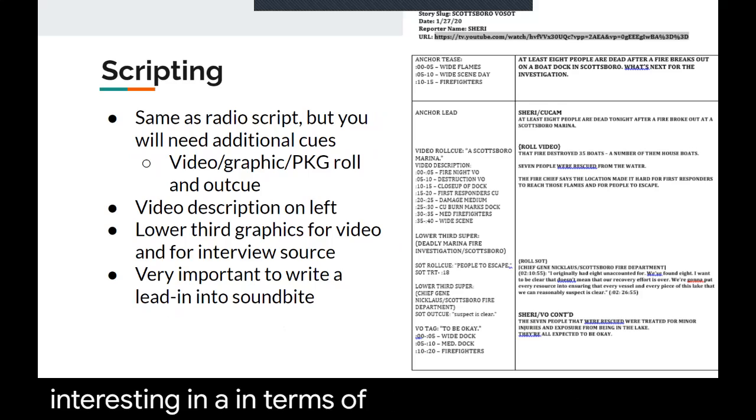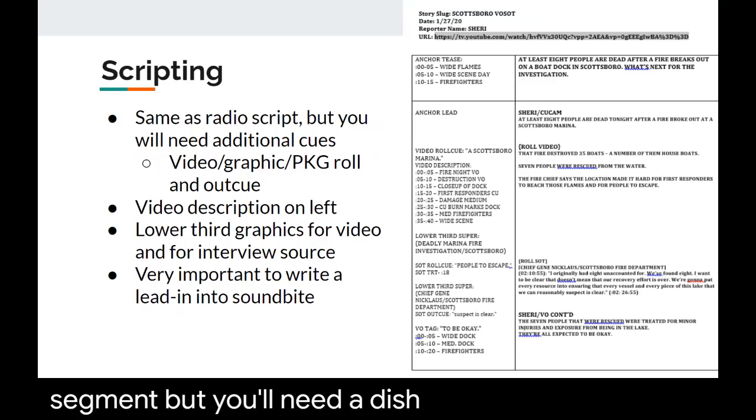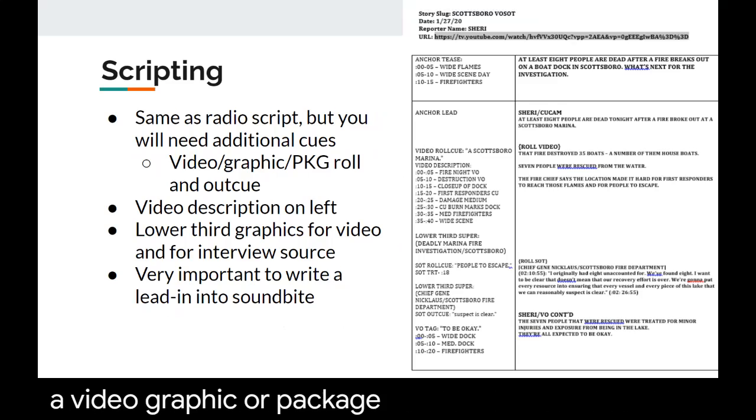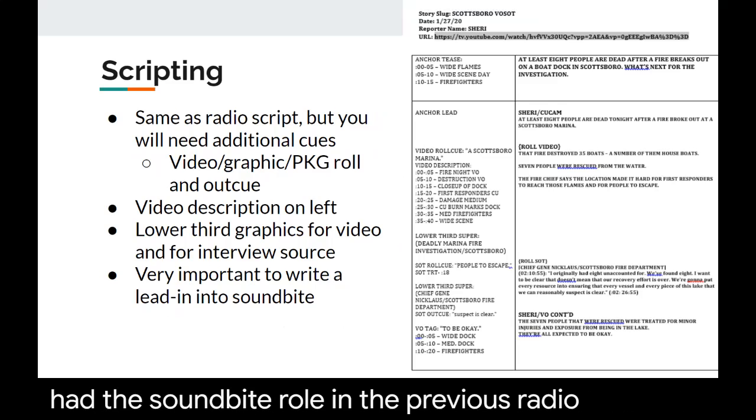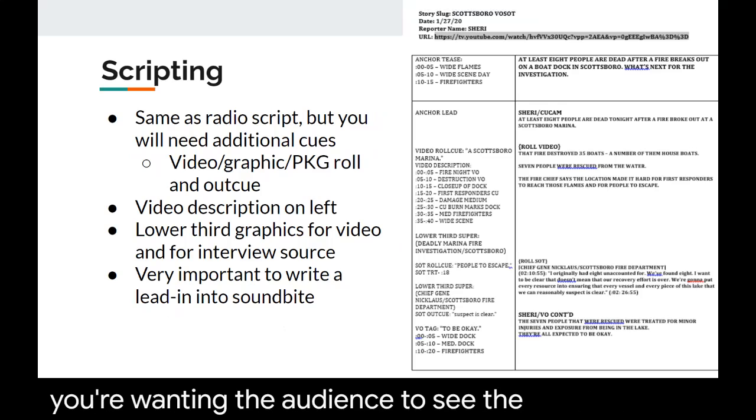In terms of scripting television stories, we use the same type of script as you did in the radio segment, but you'll need additional cues. So you'll need a video, graphic, or package roll and out cue. So how we had the soundbite roll in the previous radio script, now we need to also add video to that because you're wanting the audience to see the video that's running.